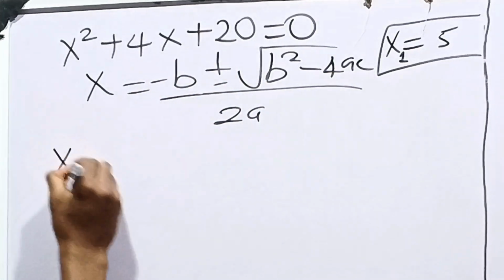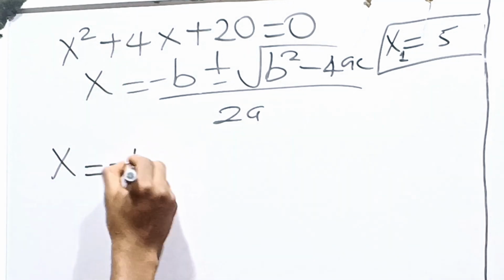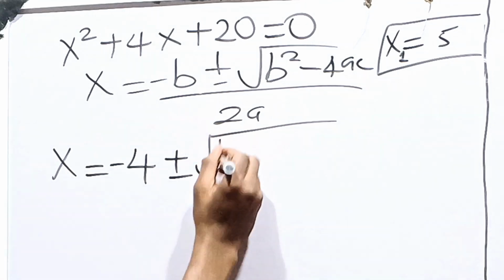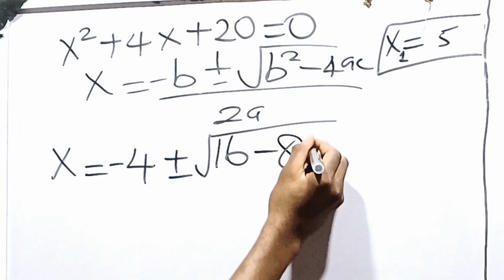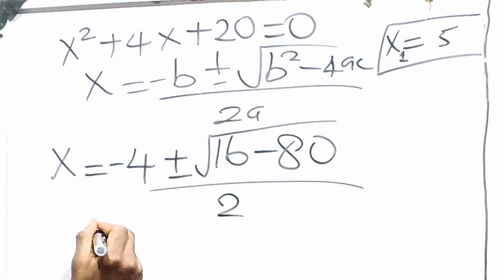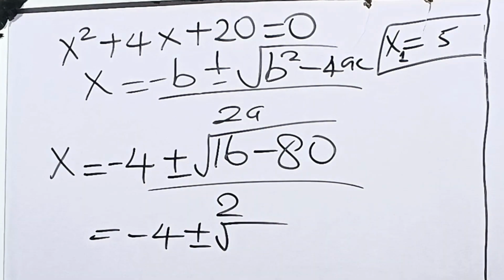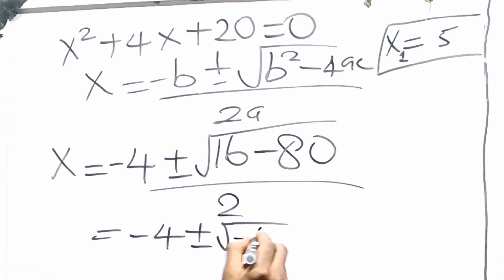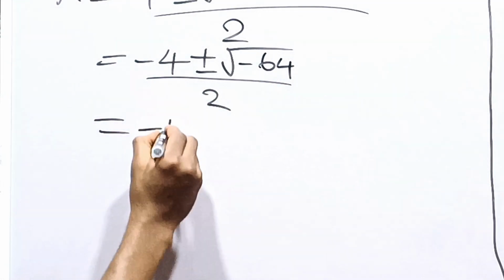So our x here should be equal to minus b, the coefficient of x, which is 4, plus or minus the square root of 4 squared, which is 16, minus 4 times 1 times 20, which is 80, divided by 2 times 1, which is 2. This is equal to minus 4 plus or minus the root of 16 minus 80, which is negative 64, divided by 2.